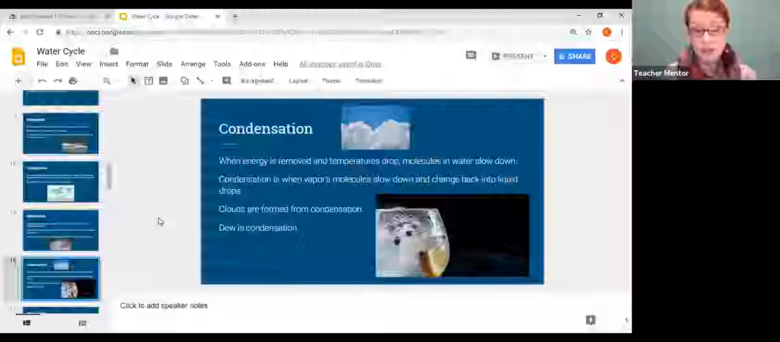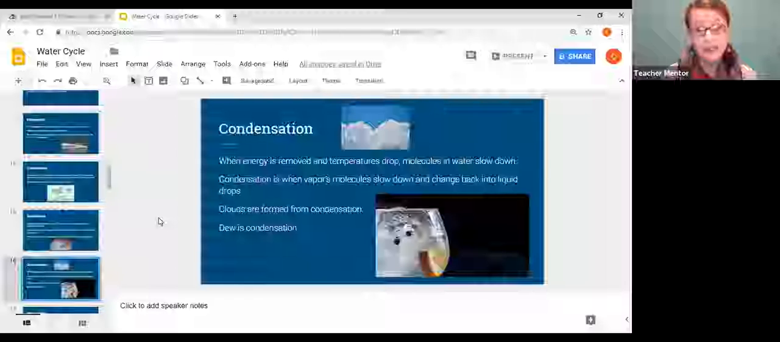We're going to take energy away from the source. And so when we do that, we have temperatures that are going to drop. And then in turn, our molecules in the water are going to slow down. So when we have condensation, we have water vapor molecules slowing down and changing back into liquid drops. So this is important because we have clouds that are formed from condensation.